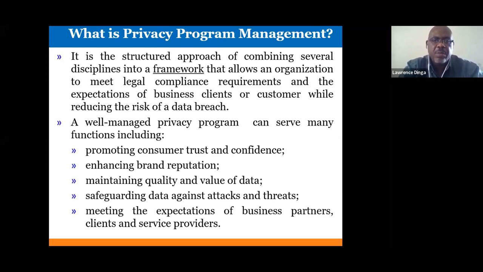Now, privacy management is a structured approach of combining several disciplines into a framework that allows an organization to meet legal compliance requirements and the expectations of business clients or customers while reducing the risk of a data breach. Privacy program management is an overarching program. It is at the top. You bring together several disciplines into a framework, and this is what the privacy framework and privacy program management is all about.